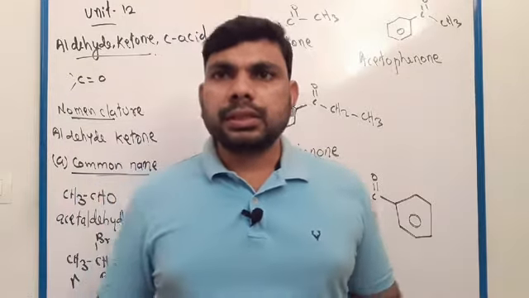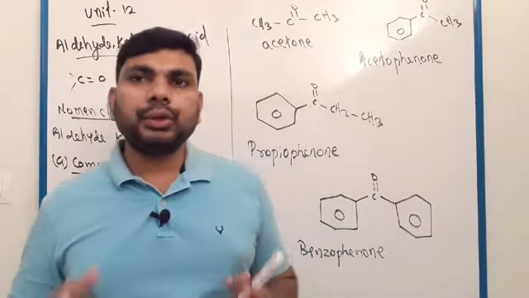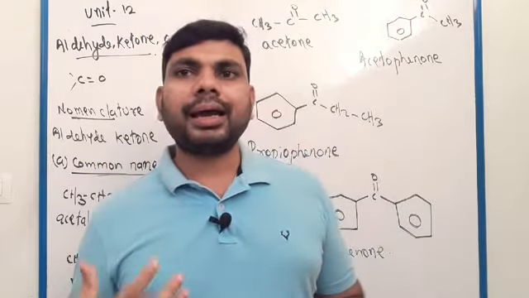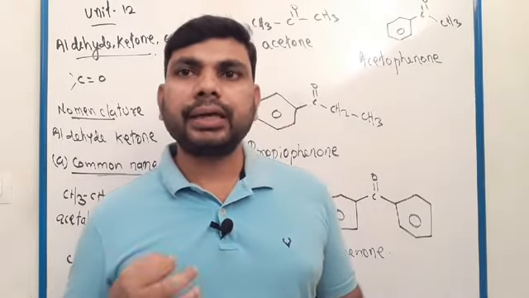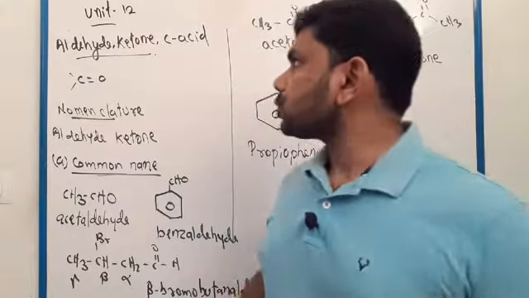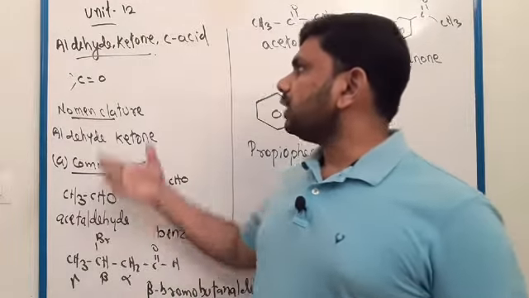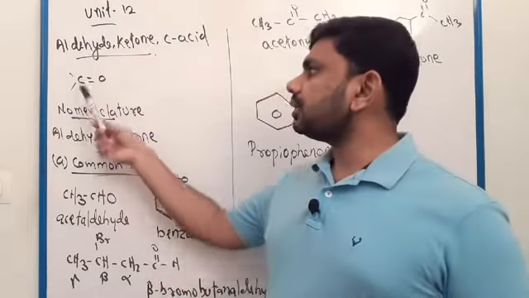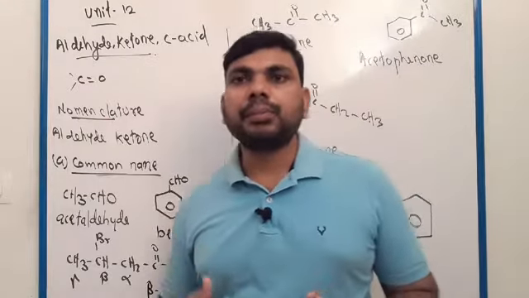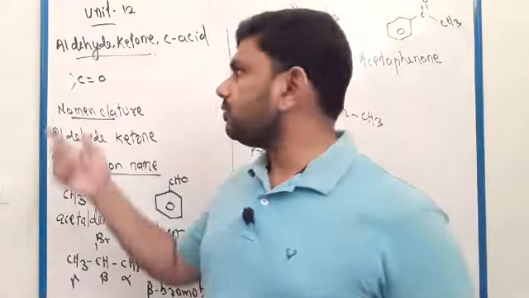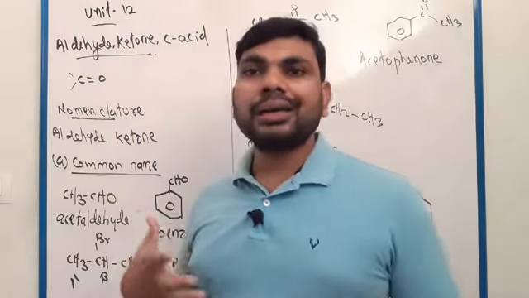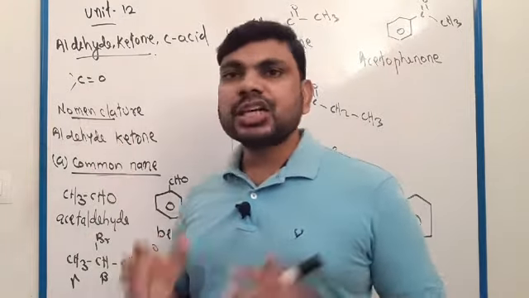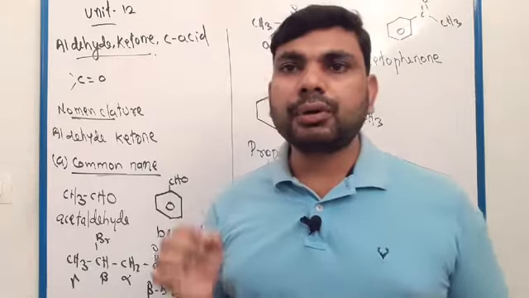Welcome to chemistry classes. In this video, we are going to discuss Unit 12, Grade 12 Chemistry: Aldehyde, Ketone and Carboxylic Acid. In this chapter, we have to focus on aldehyde, ketone and carboxylic acid. All these compounds contain a carbon double bond oxygen. We call this functional group a carbonyl group, and compounds which contain this type of functional group are called carbonyl compounds.